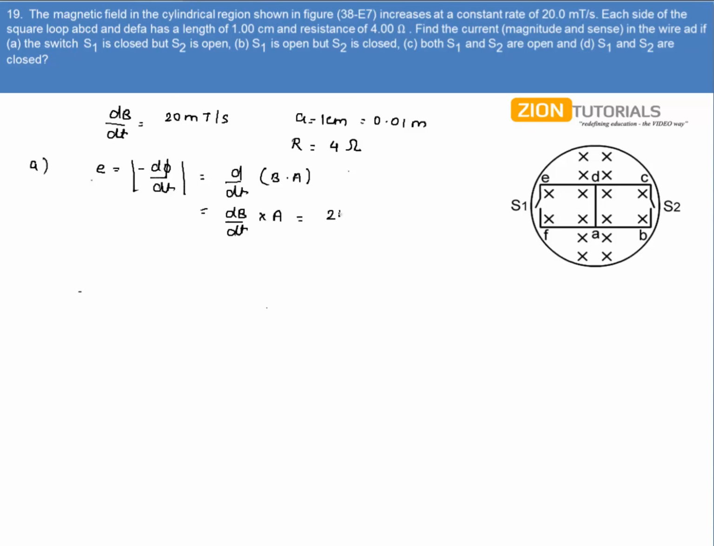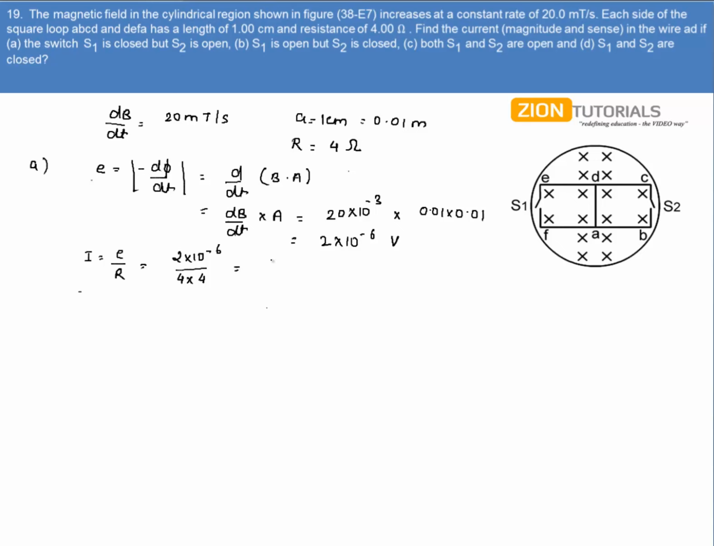dB/dt is given by 20 into 10 to the power minus 3 tesla per second, and the area of the loop is a squared, because it is a square, which can be written as 0.01 into 0.01. So EMF comes out to be 2 into 10 to the power minus 6 volts. Now the current in the loop can be easily calculated by Ohm's law, I equals E by R. We have EMF as 2 into 10 to the power minus 6, and the resistance of the loop will be 4 times the resistance of each side of the loop, that is again 4.